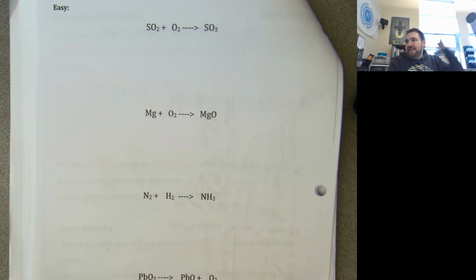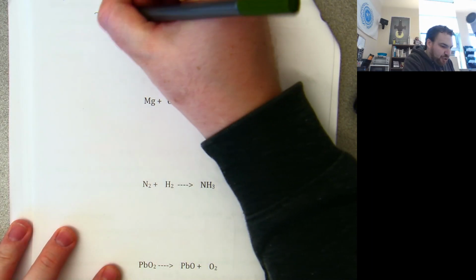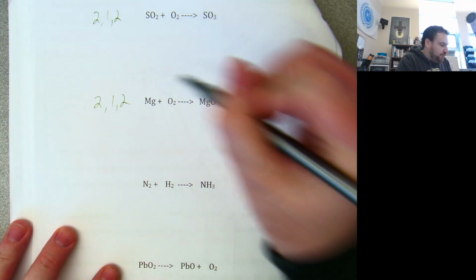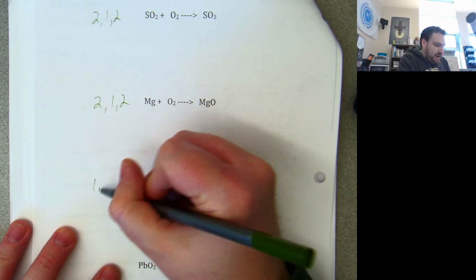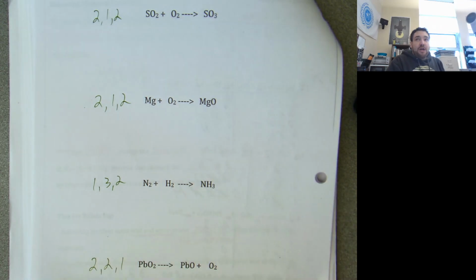The answer key for the easies looks like this. The top one is 212. The second one is also 212. The third one is 132. And the bottom is 221. Comments, questions, concerns on any of those? Is there anything there anyone would like me to demonstrate?